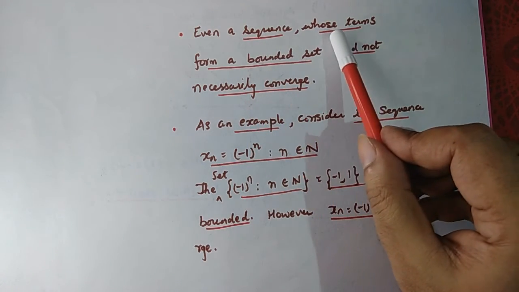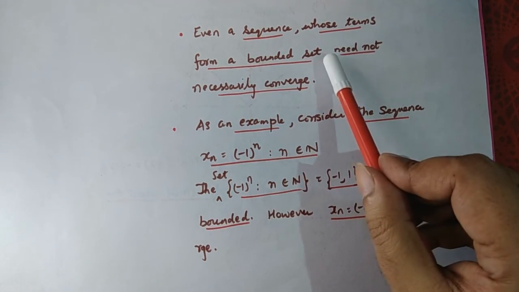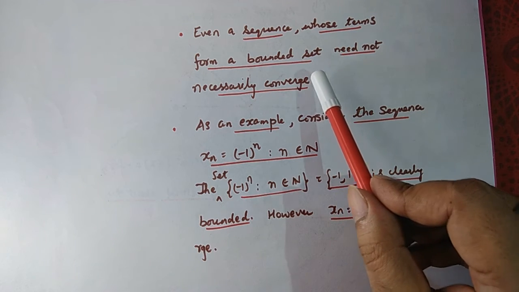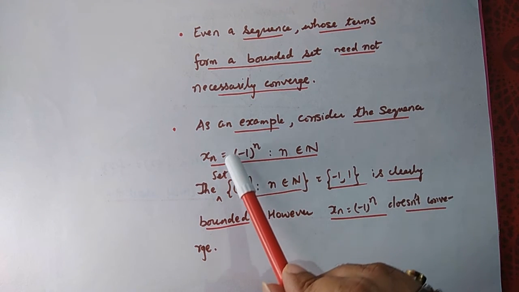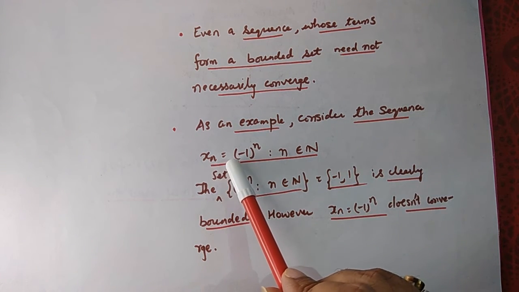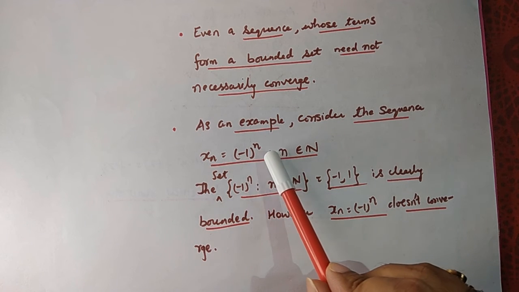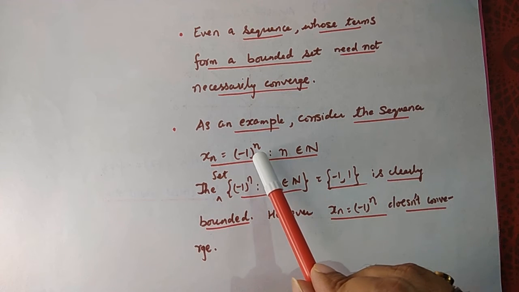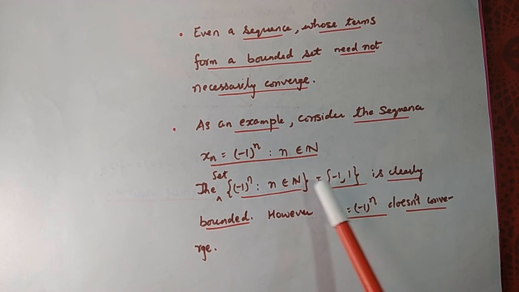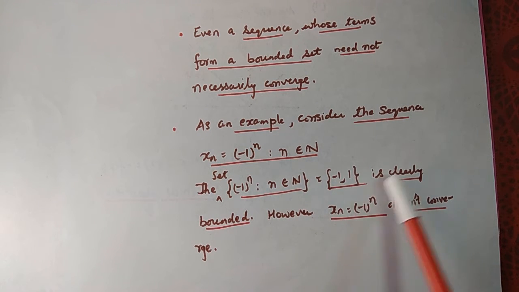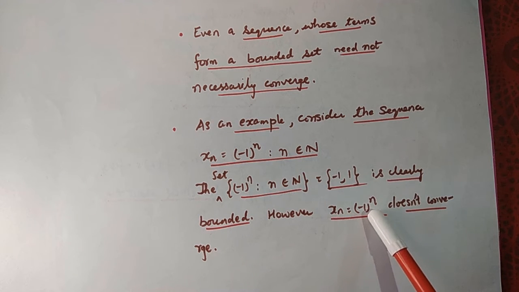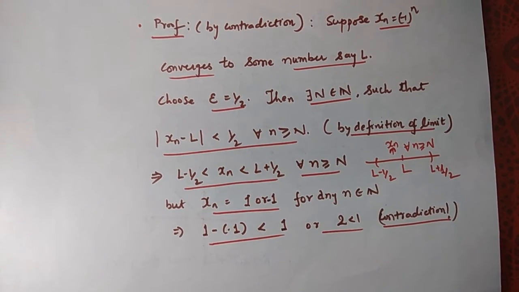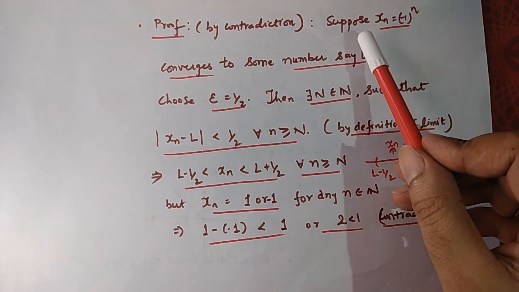Even a sequence whose terms form a bounded set need not necessarily converge. As a counterexample, consider the sequence xn equal to minus 1 to the power n. The terms of this sequence form the set minus 1 and 1, which is clearly bounded. However, the sequence xn equal to minus 1 to the power n does not converge. We will show this by contradiction.